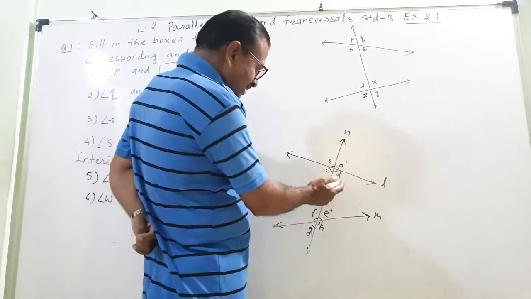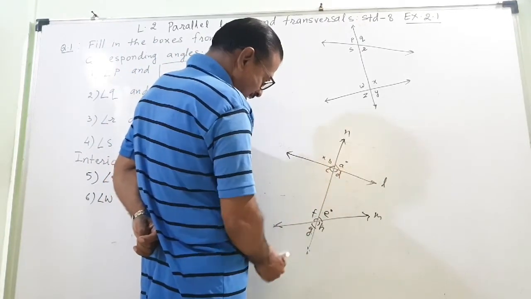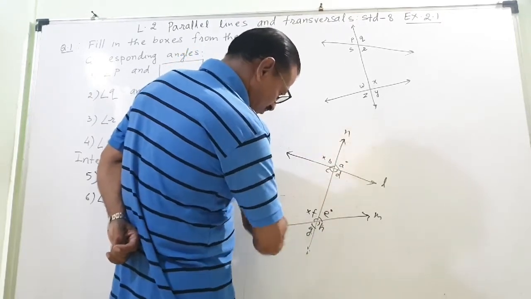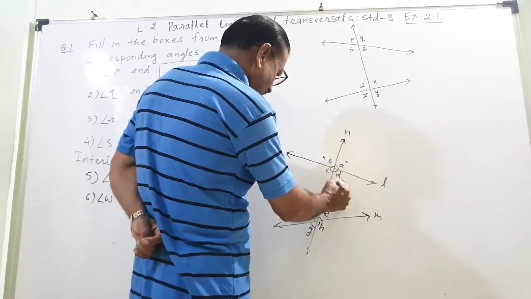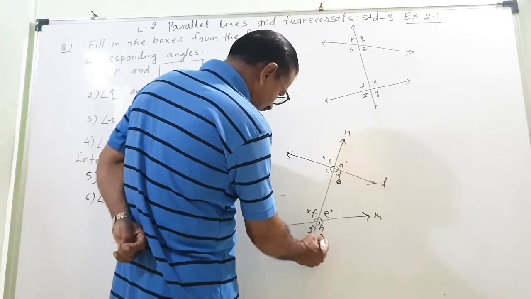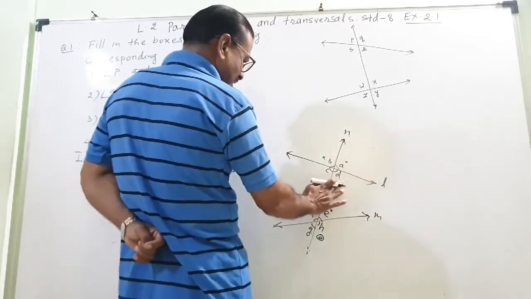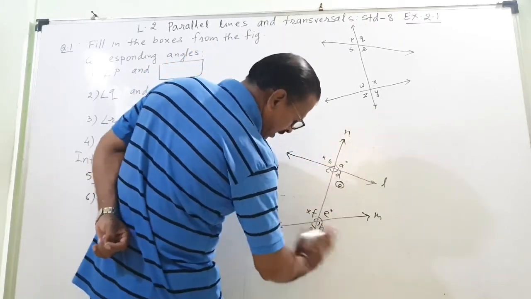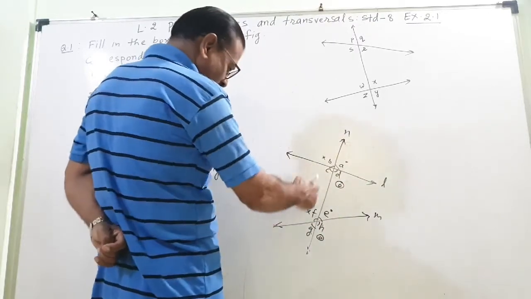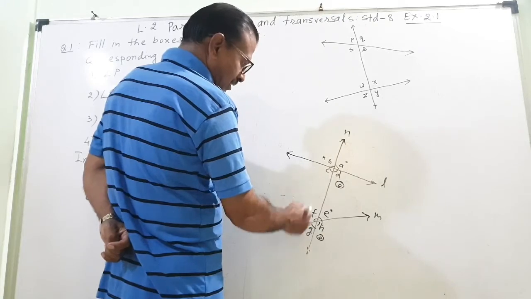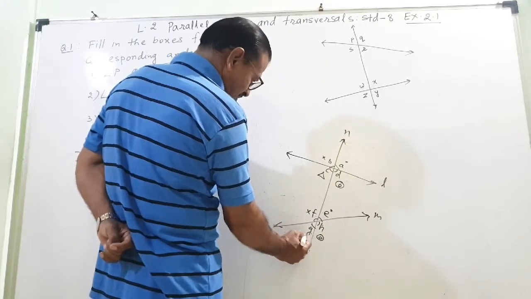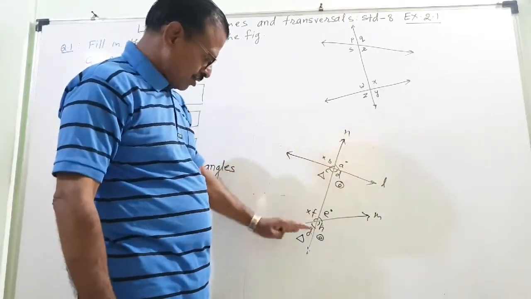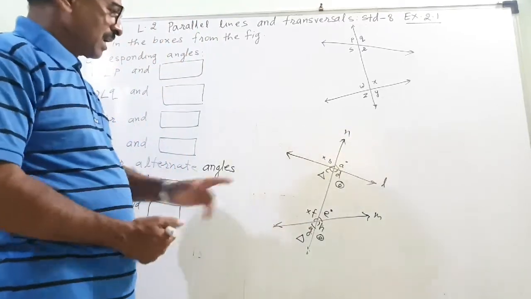Similarly, B and F are at the same position, above on the left. D and H are at the same position, below on the right. So these are the same positions. Now C and G are at the same position. I have shown it by different symbols. C is below on the left, G is below on the left. So these are the corresponding angles.